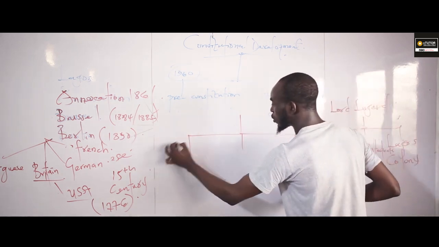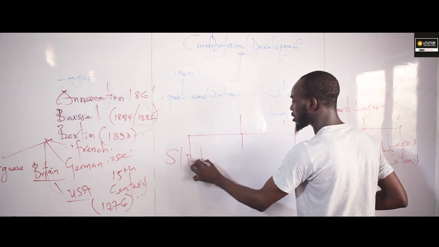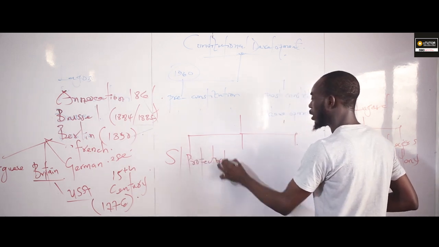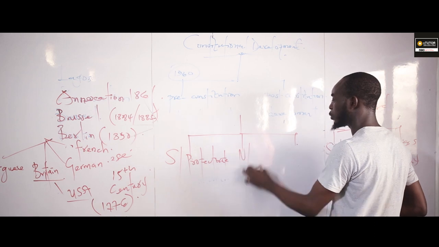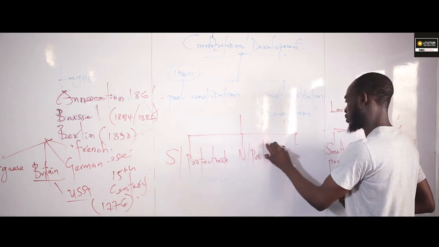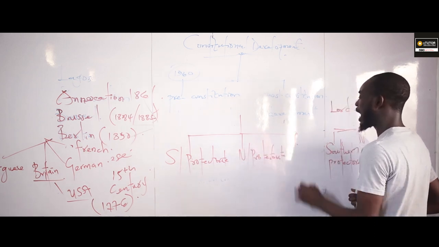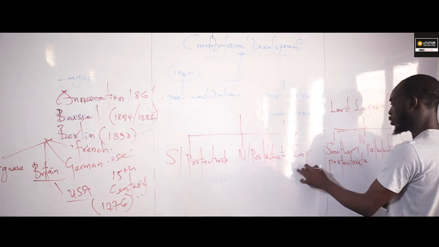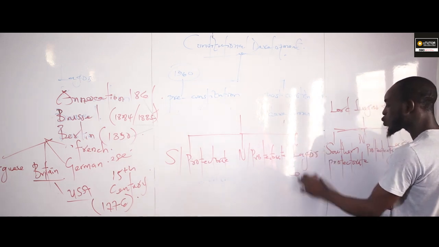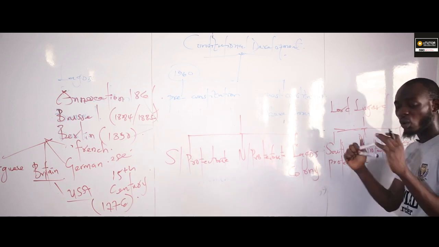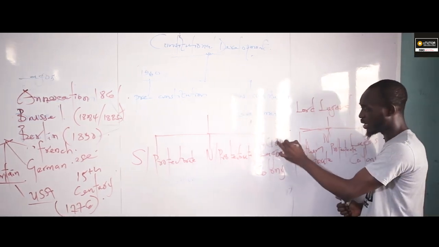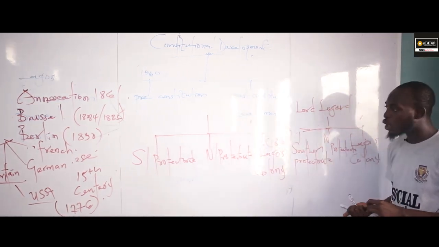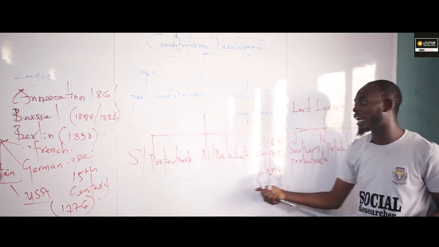So the first one is the Southern Protectorate. The second one is the Northern Protectorate. And we have Lagos Colony. Don't forget, Lagos was made an annex or a colony in 1861. Do you understand now?